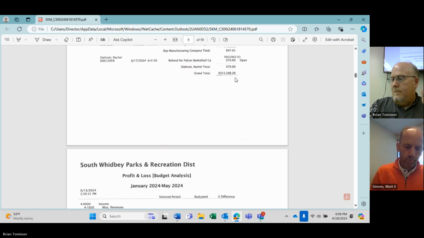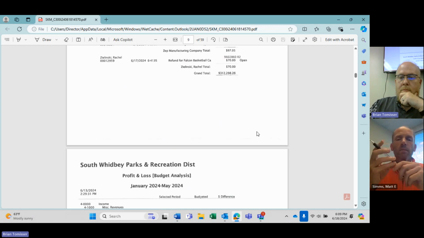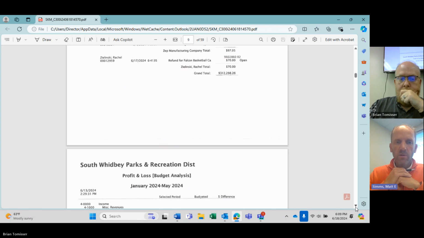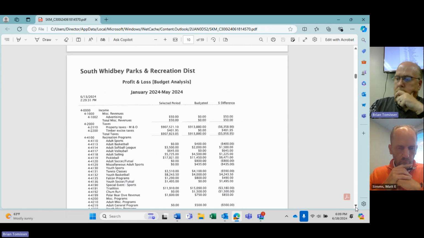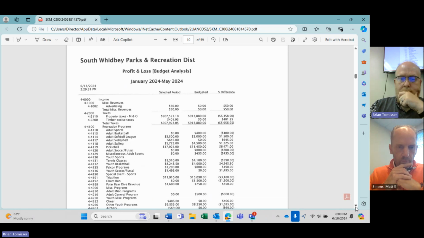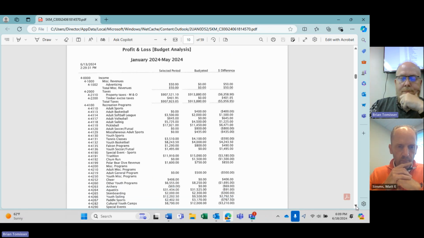Are there any questions? All right, I would entertain a motion. Okay, if no questions, I'll make a motion to approve the vouchers in the amount of $312,298.26. I'll second that motion. It's been moved and seconded to approve the voucher list in the amount of $312,298.26. All those in favor say aye.